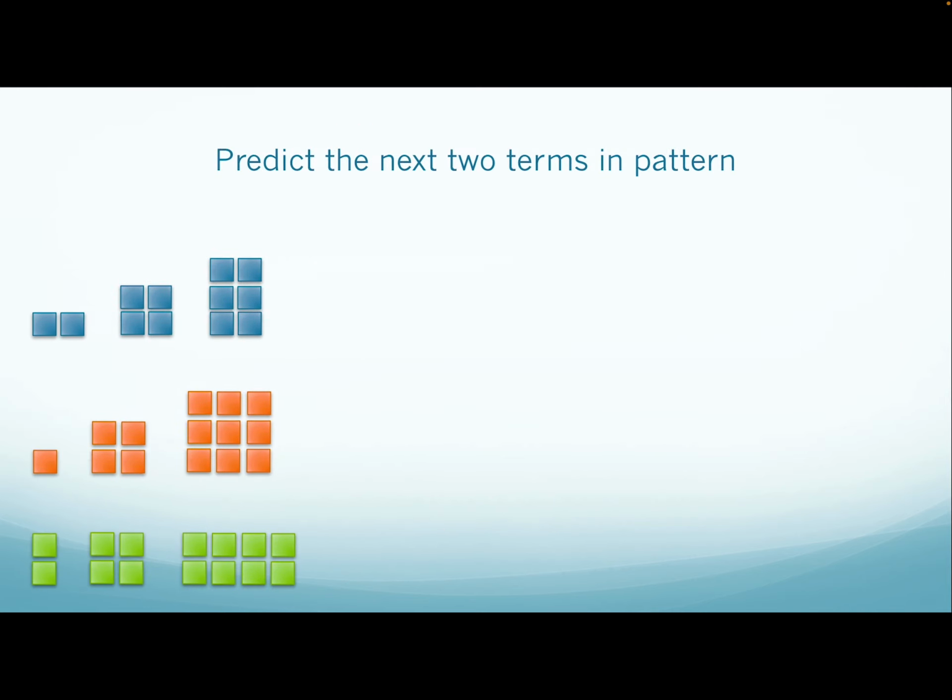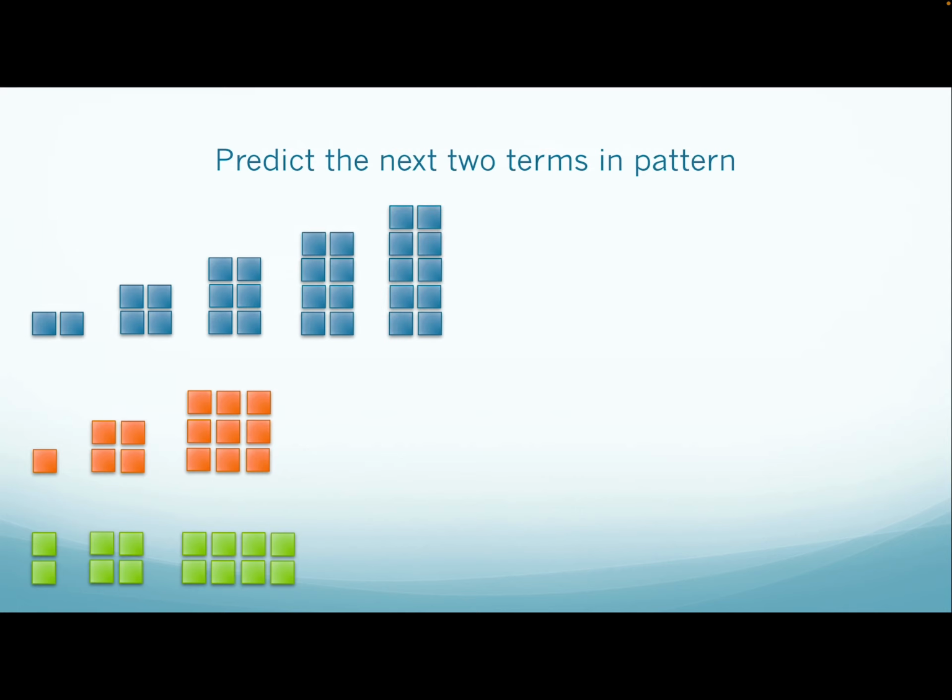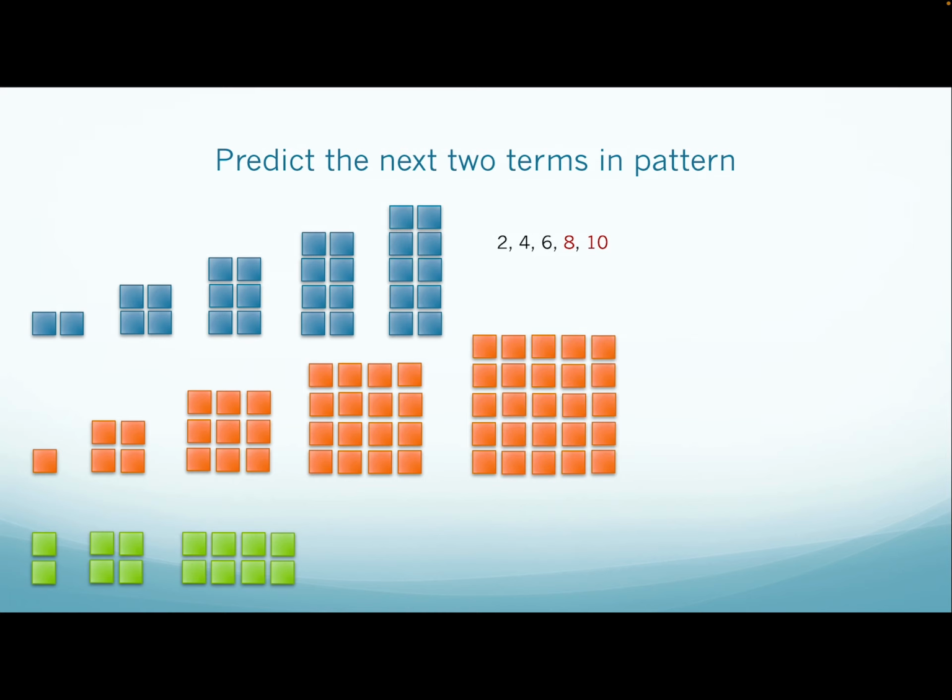Okay, so we now just want to predict the next two terms in the pattern. So for the blue, if we were adding 2 each time, that's how the pattern would grow. For the orange, we see that the square's side length is growing by 1 each time. Okay. So it goes from 1, 4, 9, 16 to 25. Okay, the ones in red are the new amount of squares in the pattern.